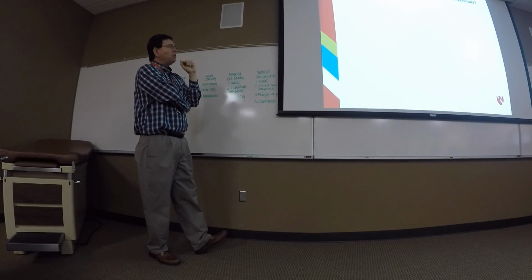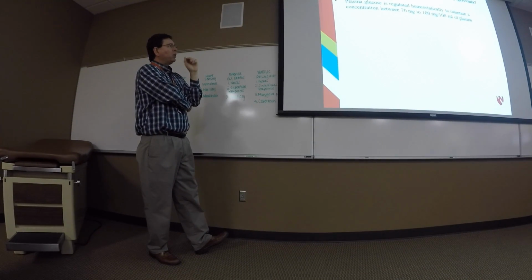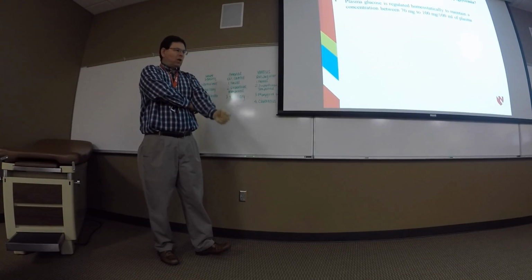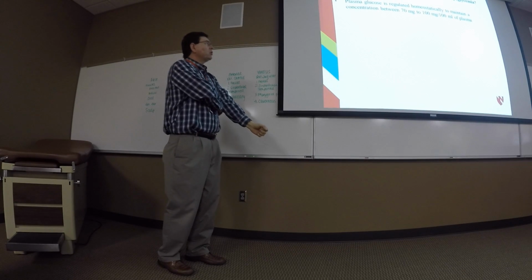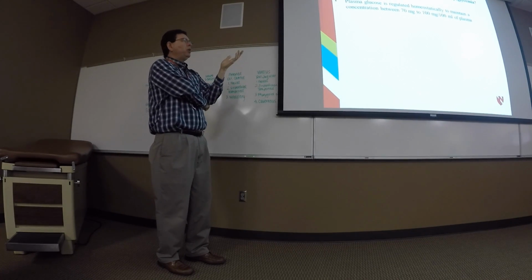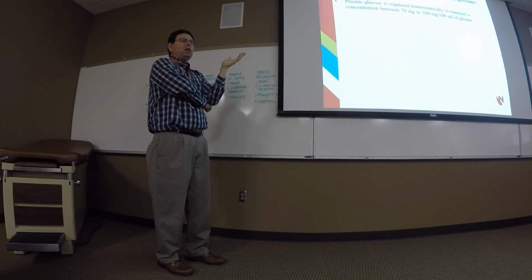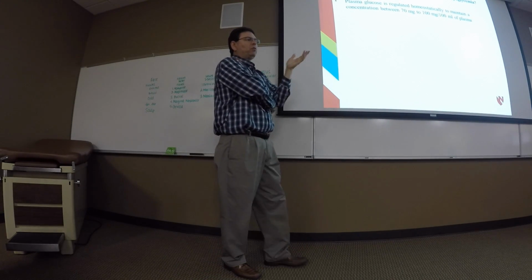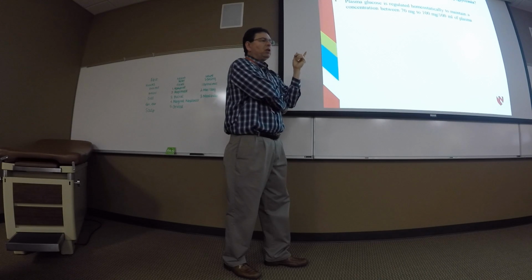So what's glycemic control, hyperglycemia, hypoglycemia? This page is like, you've got to know this information forever. Your plasma glucose in a normal healthy person is generally regulated. You have about 70 milligrams to 100 milligrams of glucose in every 100 milliliters of blood.